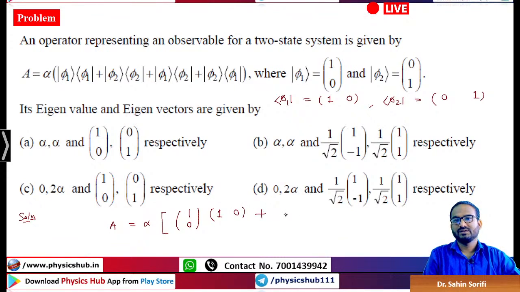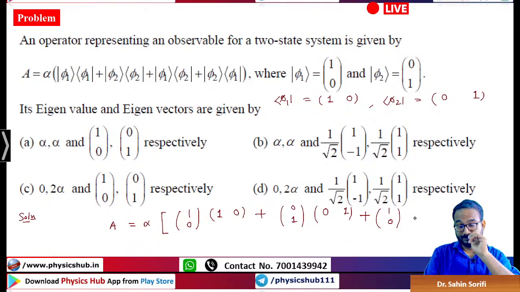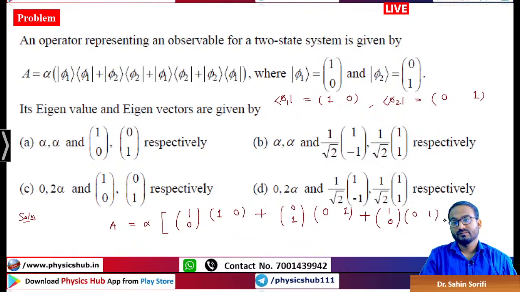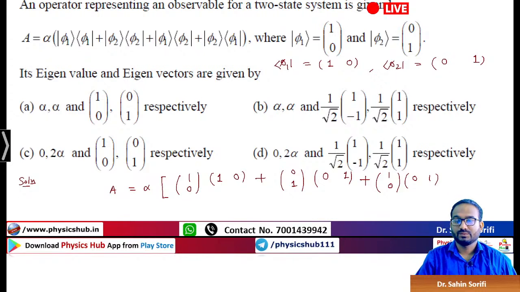Plus ket phi 1 bra phi 1, plus ket phi 2 bra phi 2, plus ket phi 1 bra phi 2, and then ket phi 2 bra phi 1.